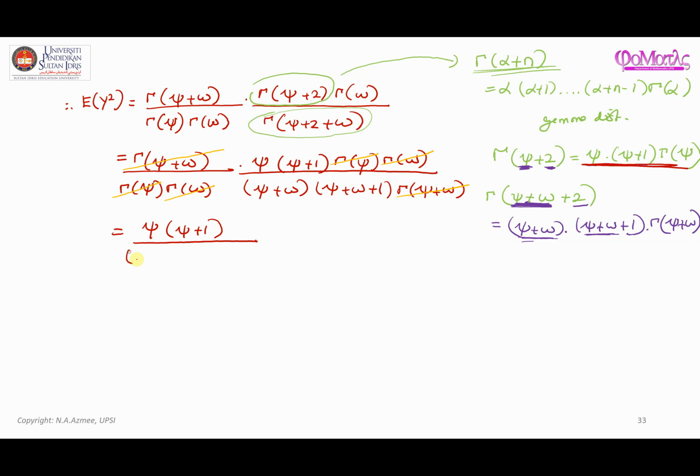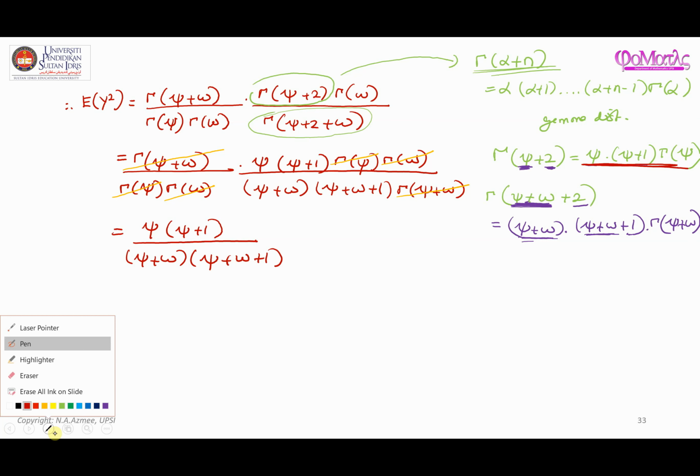Next, at the bottom we have psi plus omega, psi plus omega plus 1. So that is the expected value of y squared, and we are not done yet because we need to find the variance of that. Okay, so what's the variance? Well, the variance of y is going to be this guy. This is E of y squared. So I'm just going to rewrite the result here.